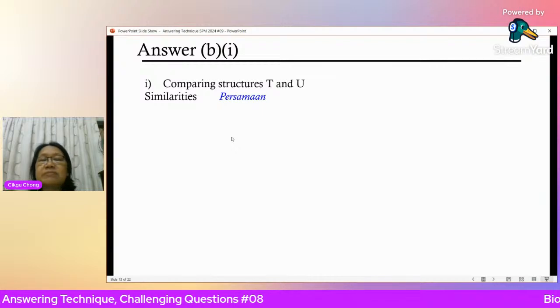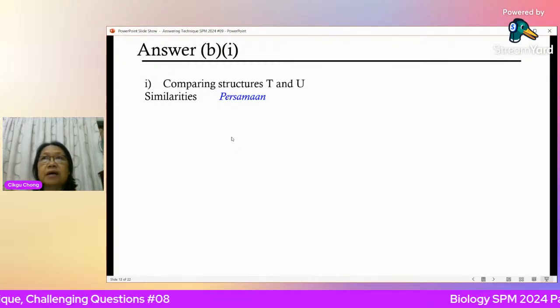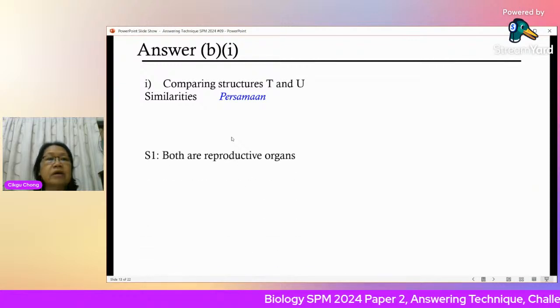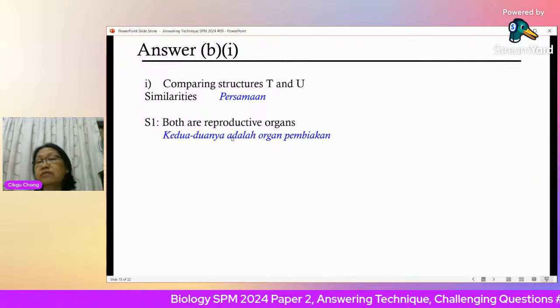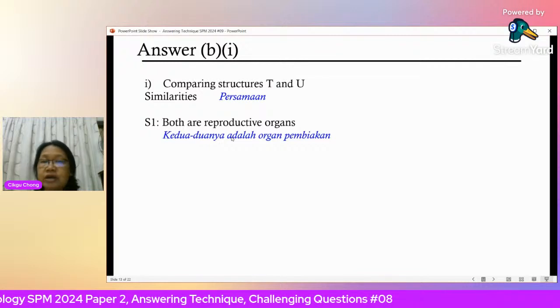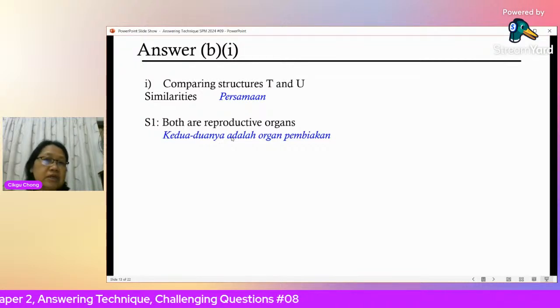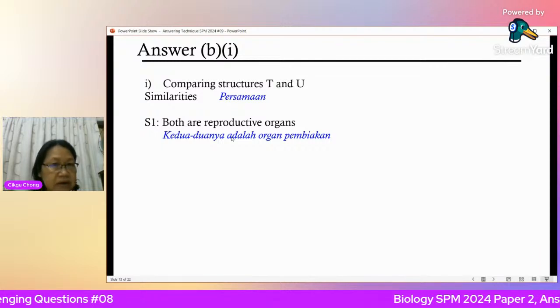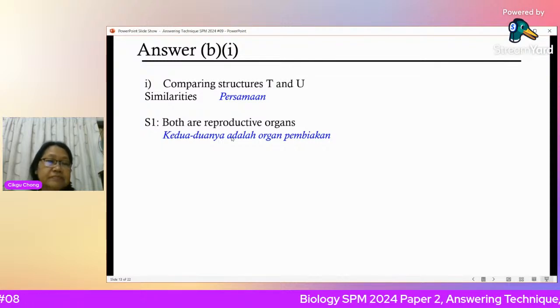Okay, let's see. What similarities do we see about the male reproductive organ and the female reproductive organ? Number one, both are reproductive organs. So you write that both. You don't have to write two times. You just write both are reproductive organs. One is male, one is female, that's a difference, but the similarity is they are reproductive organs.